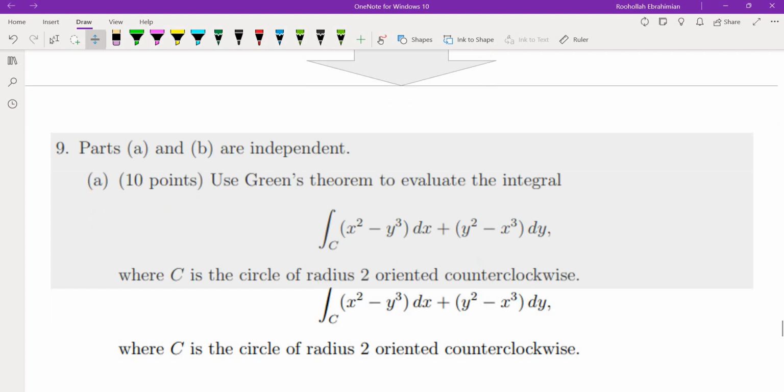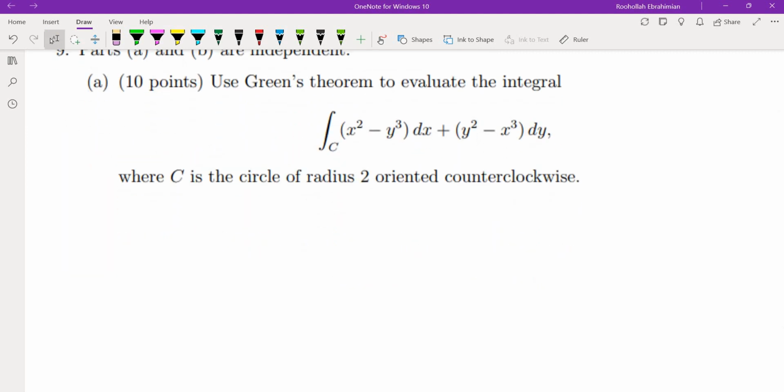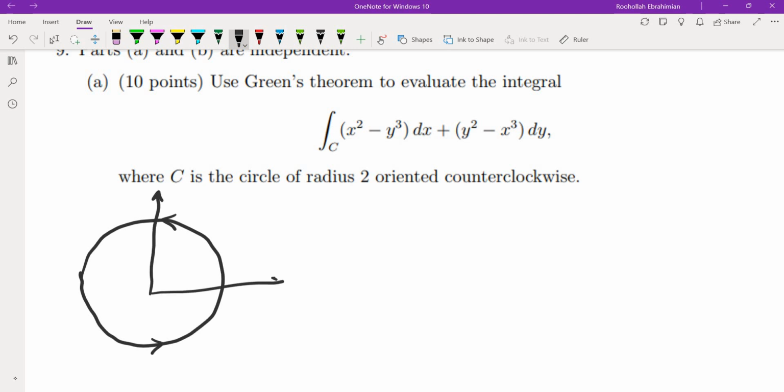Okay, so next problem. Use Green's theorem to evaluate this integral. They said C is the circle of radius 2 oriented counterclockwise. Because it's oriented counterclockwise, the orientation is in fact positive. So what do we do? This is in 2 dimensions, so we apply Green's theorem as instructed.